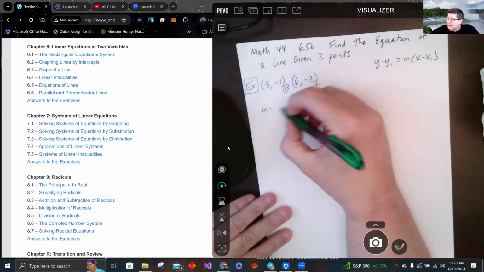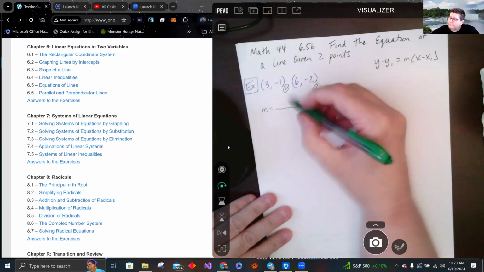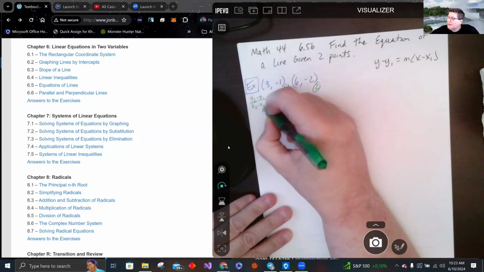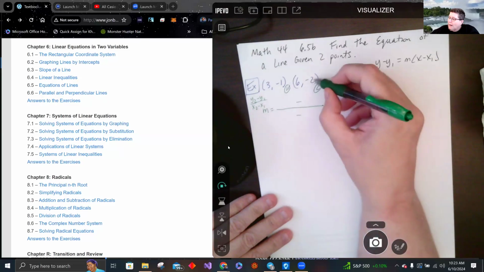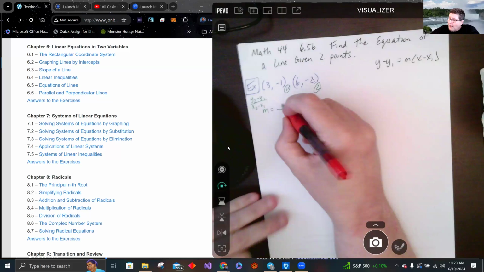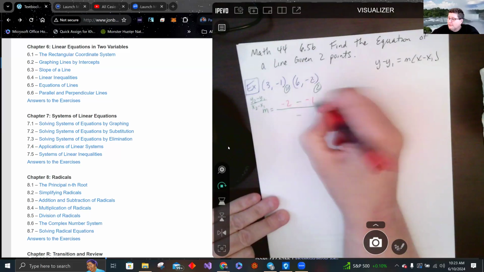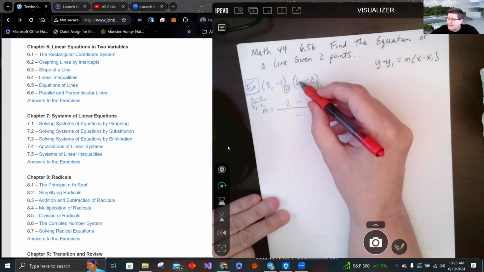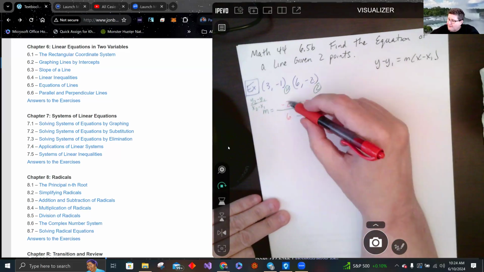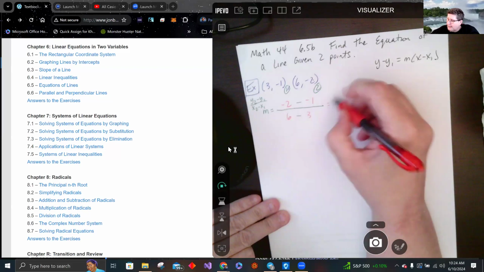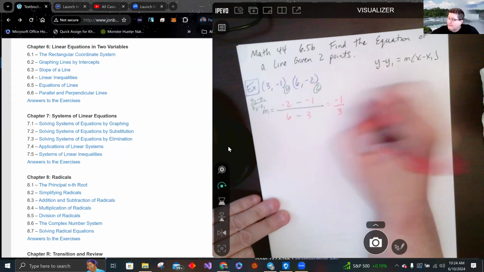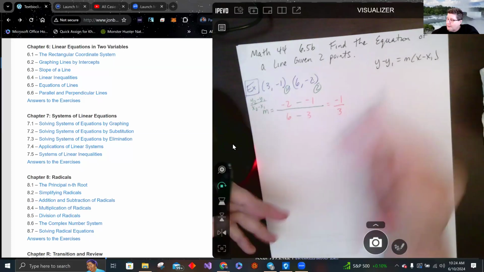M equals y2 minus y1 over x2 minus x1. Y2 is -2. Y1 is -1. X2 is 6 and x1 is 3. I have -2 plus 1 is -1. And 6 minus 3 is 3. So we got m equals -1/3.